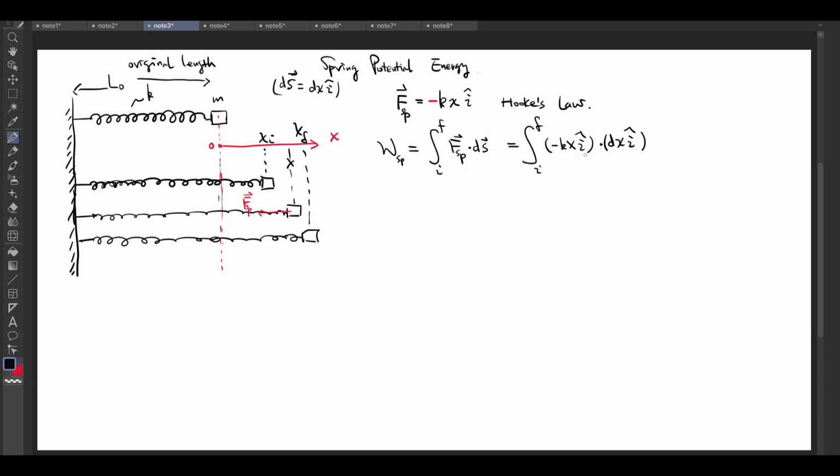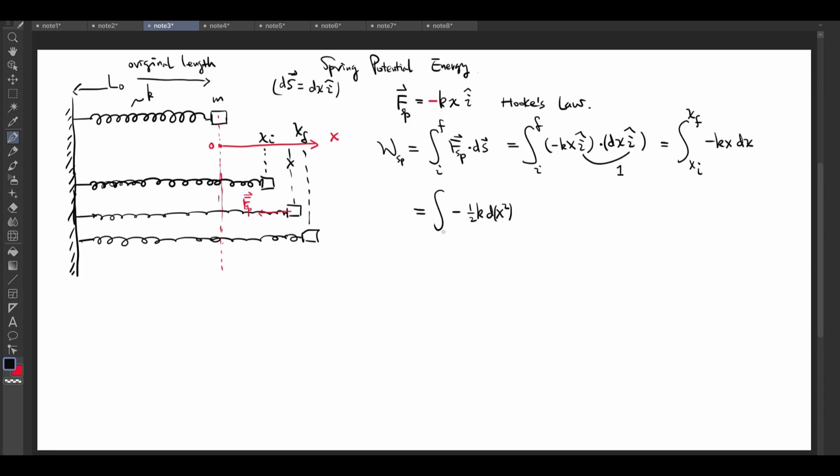Now it's much easier than before. We just have i-hat dot i-hat, which is 1. So we have, from initial position x_i to final position x_final, the integral of negative kx dx, and that integral can be done easily. We have negative 1/2 k x squared, right?